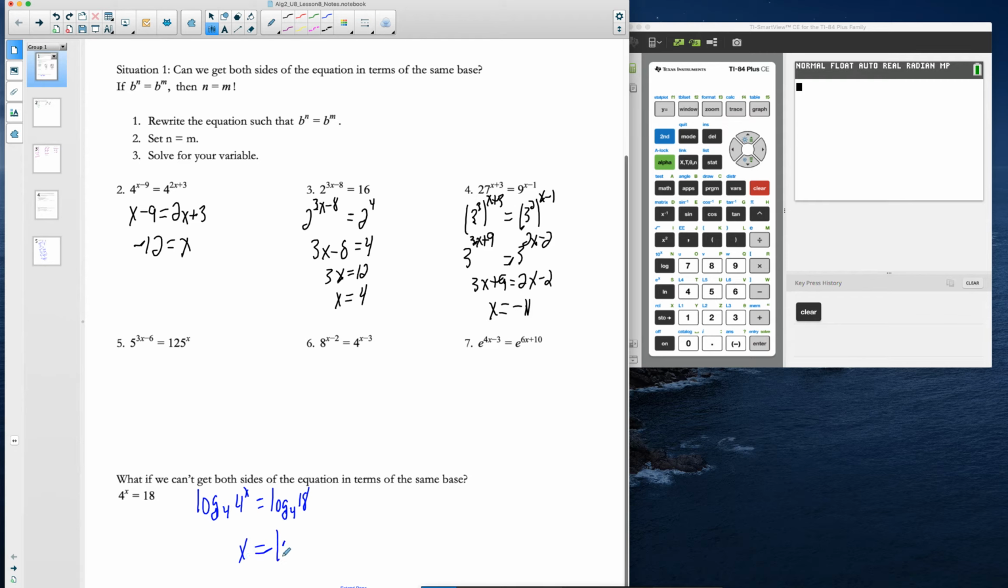So log, as slow as it's writing, all of a sudden everything on my computer is really bogging down, of 18. And that would be our answer. So the idea is that if we can't get it in terms of the same base, we're just going to go through our normal solving process and then take the inverse at the end, just like what we did when we were solving for inverses in our last lesson.